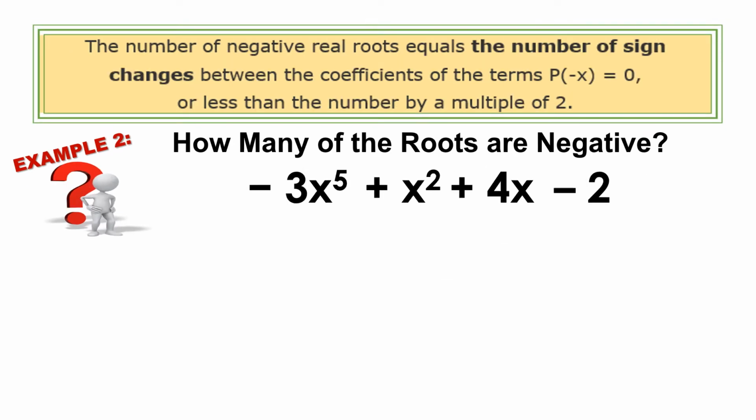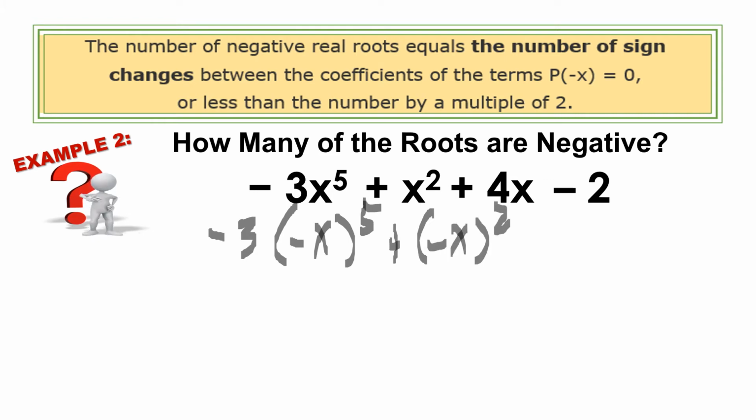This time, let's have example number 2. This is now asking how many of the roots are negative. The given is the same as the previous one, but this time we have to look for the number of negative roots. Before counting how many changes here, we have to change first x into negative. So this is how it is. Copy negative 3, then x here will become negative x raised to 5 plus negative x squared plus 4 times negative x minus 2.